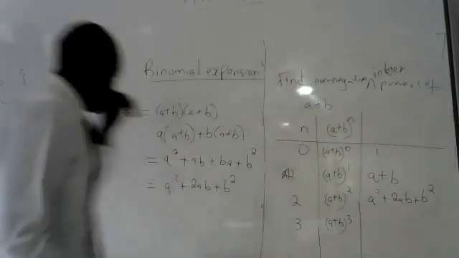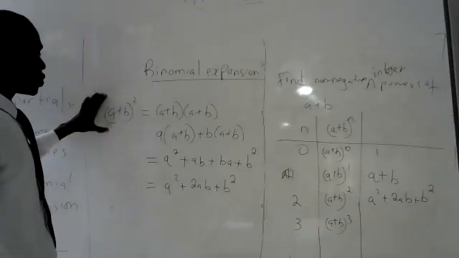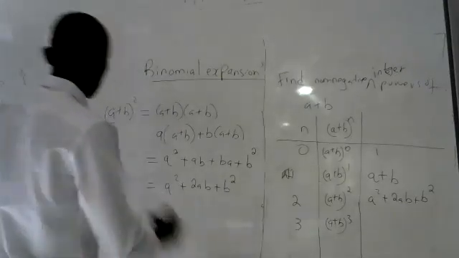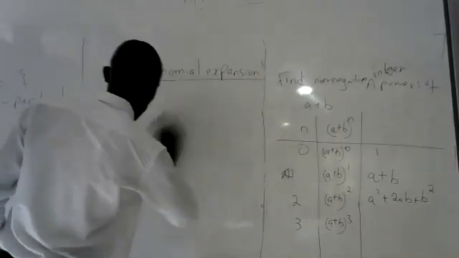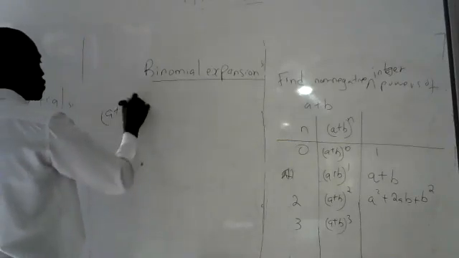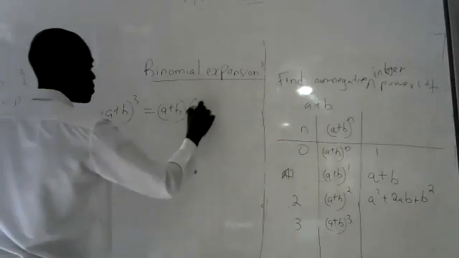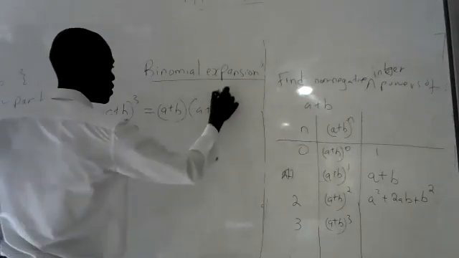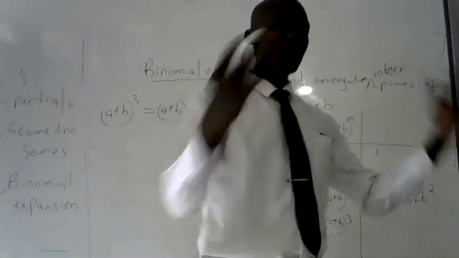(a + b) cubed. So we already have (a + b) squared. I want us to use that to find (a + b) cubed. By laws of indices, (a + b) cubed will be the same as (a + b) multiplied by (a + b) squared. Just like x cubed is x multiplied by x squared.